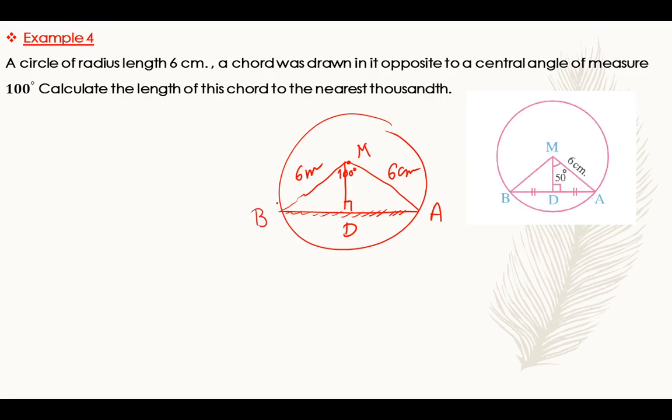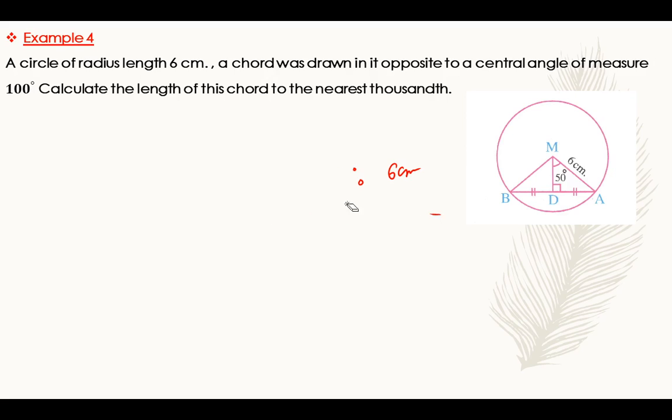Since the triangle AMB is an isosceles triangle, the perpendicular from the vertex angle bisects the base, so AD will be equal to BD, and it also bisects the vertex angle, so angle AMD will be equal to 50 and angle MDB will also equal 50. Okay, now let's go to the drawn figure again. Let's erase this. Now we can understand the opposite figure.